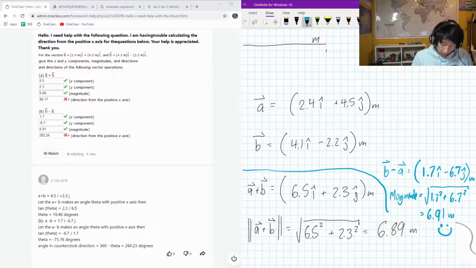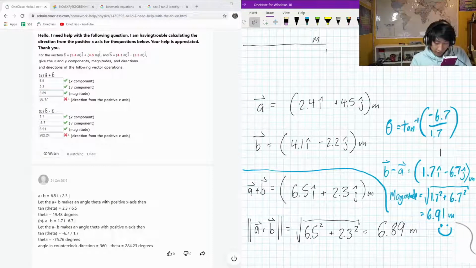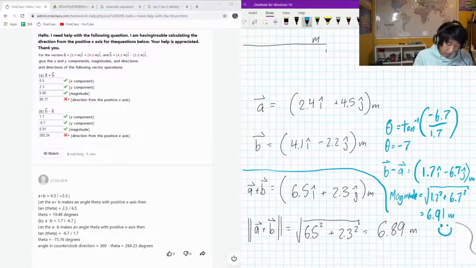And for the angle, it's going to be the same procedure. It's going to be the j component divided by the I component in the inverse tan. Negative 6.7. Don't forget that negative, okay? 1.7. And let's take that calculation ASAP fast. Negative 6.7 divided by 1.7 is a negative 75.76 degrees.